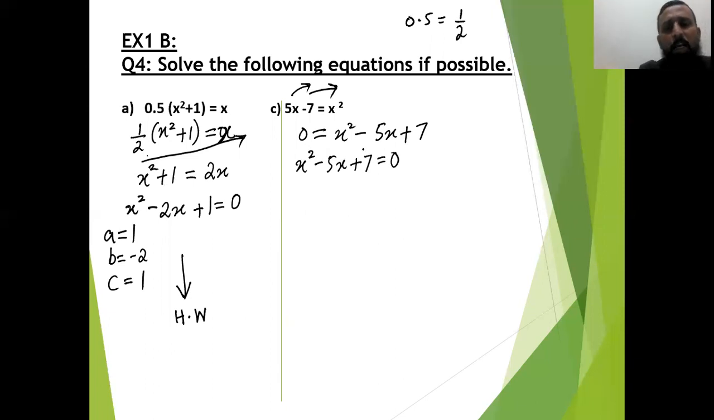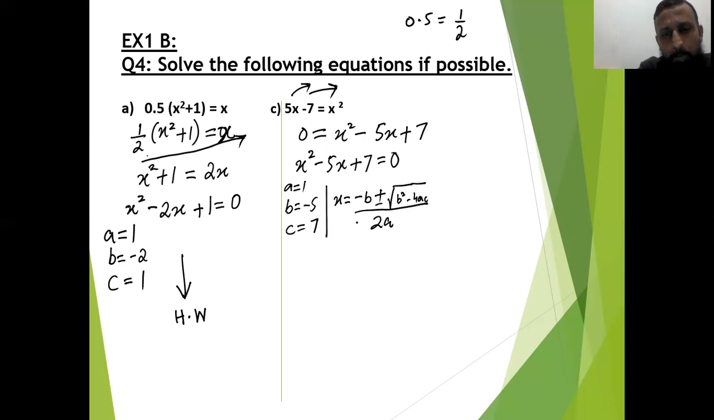Okay, now we have the coefficient of x square, that is a equals 1, b equals negative 5, and c equals positive 7. What do we need to do? We need to use quadratic formula to plug in these values. What is the quadratic formula, boys and girls? X equals negative b plus minus under root b square minus 4ac whole upon 2a. So very quickly, let's plug in these values.